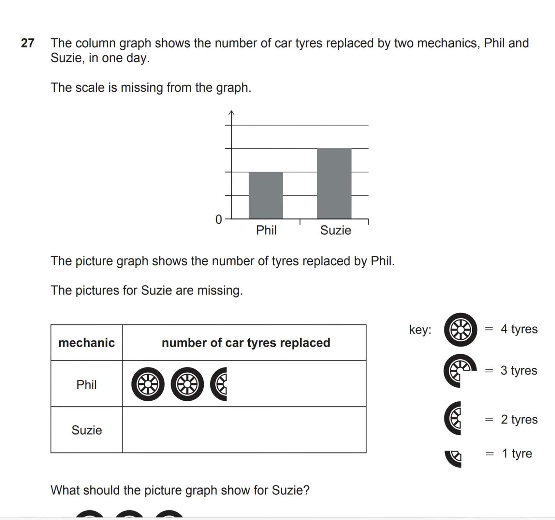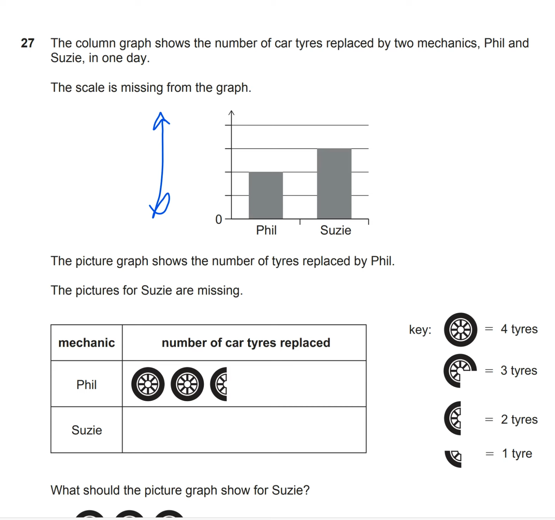Okay, so 27. The column graph shows the number of car tires replaced by two mechanics, Phil and Susie, in one day. The scale is missing from the graph, so we don't see the numbers here. The picture graph shows the number of tires replaced by Phil. The pictures for Susie are missing. What should be the picture graph for Susie?